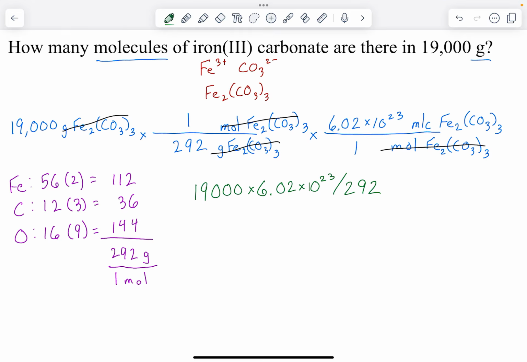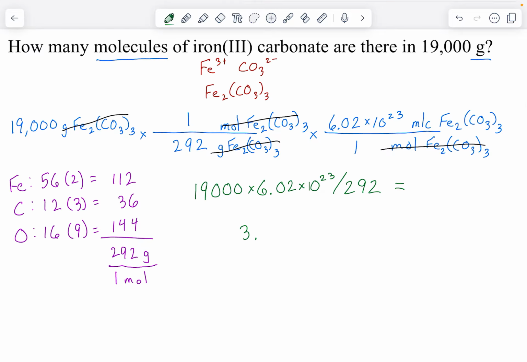And if there was something other than a 1 here, I would divide by that number. If it was a 3, I'd divide by 3. This way I can do it all in one line on my calculator. I don't have to worry about parentheses. And it's easy to fix if I make any mistakes. So when you type this in, you should get about 3.917 times 10 to the 25th molecules of iron 3 carbonate.